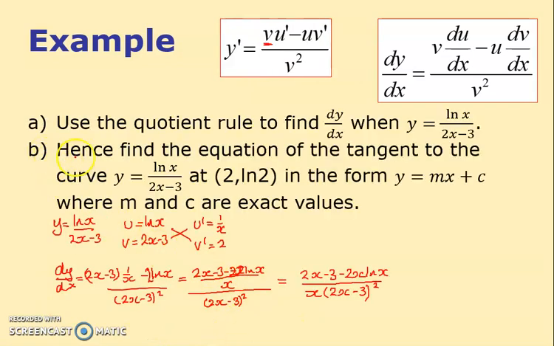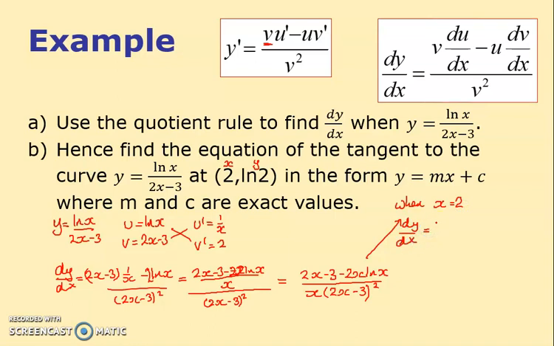Now what does it ask me to do? Hence find the equation of the tangent to the curve, this curve, at 2, log 2. Right, and so we know that our x value is that and our y value is that. So presumably if I sub 2 into this, so I'm just going to write it up here. When x equals 2, I'm going to find dy by dx.